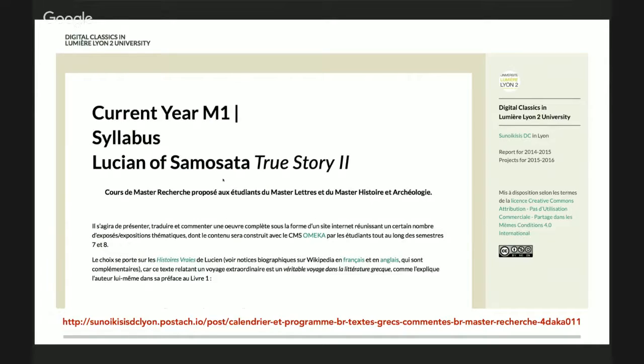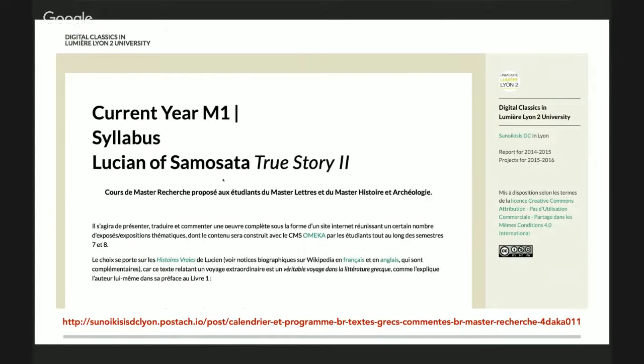So why did we choose the True Stories? It's because the Greek is not too difficult and because it's a marvelous book about intertextuality. And my students are students of literature. They are studying literature, so they are primarily interested in this kind of subject, intertextuality.